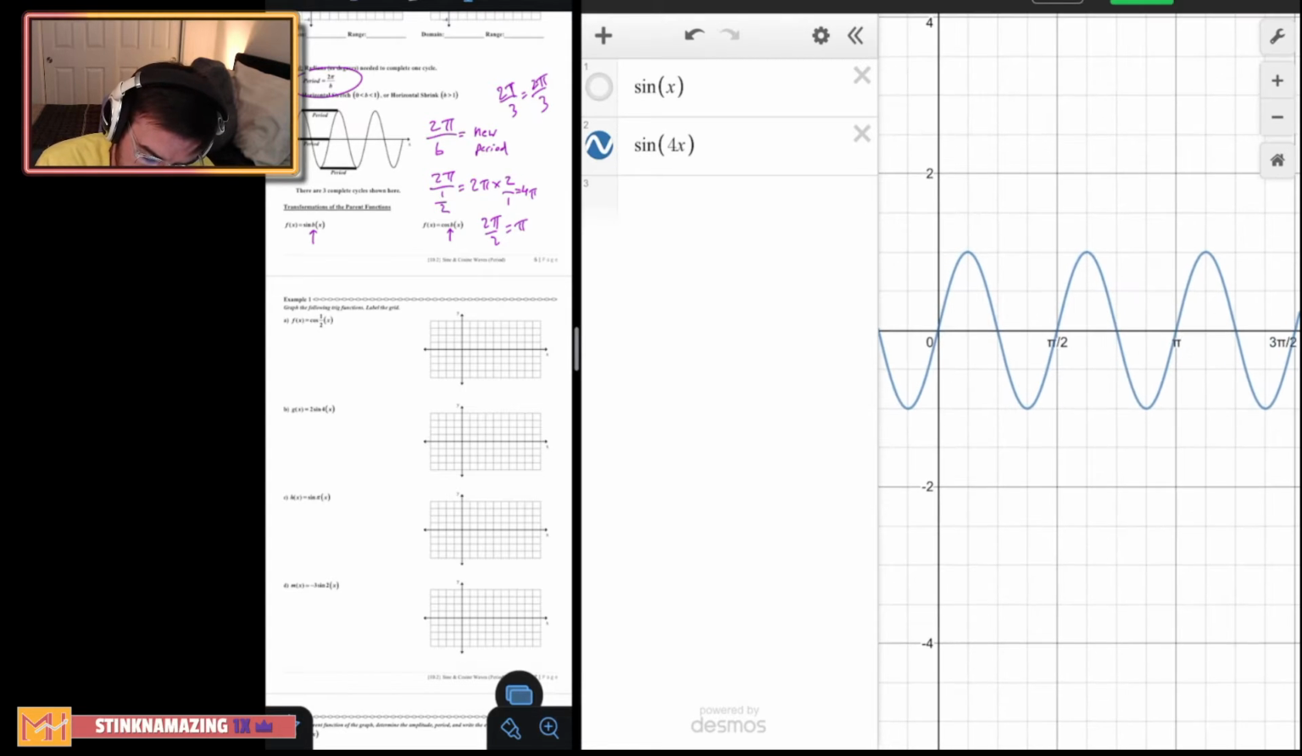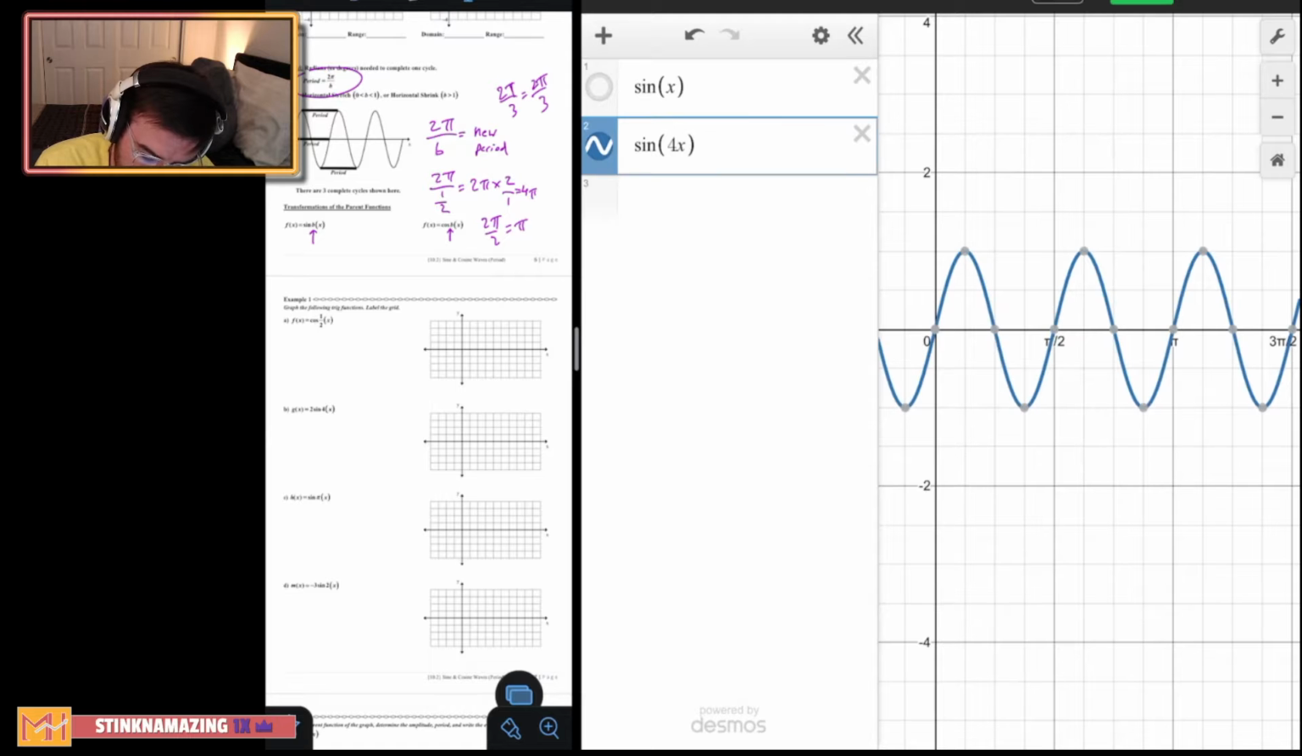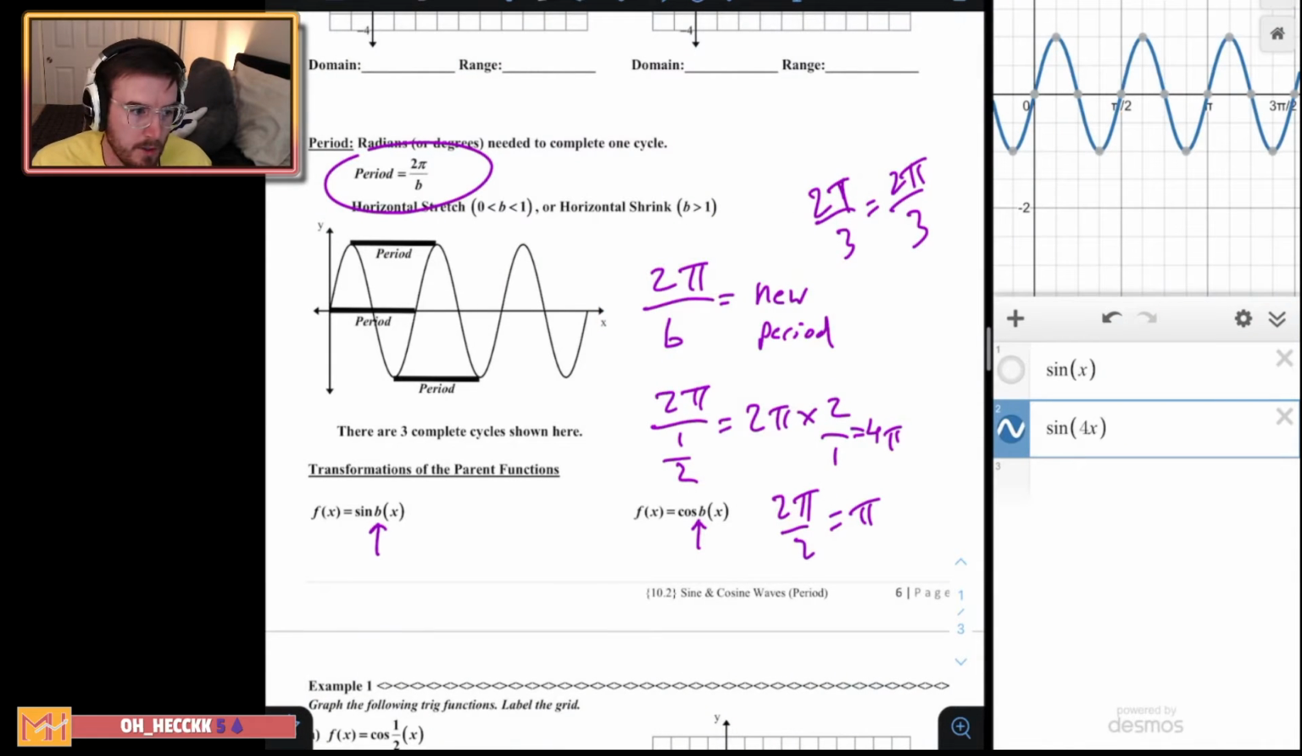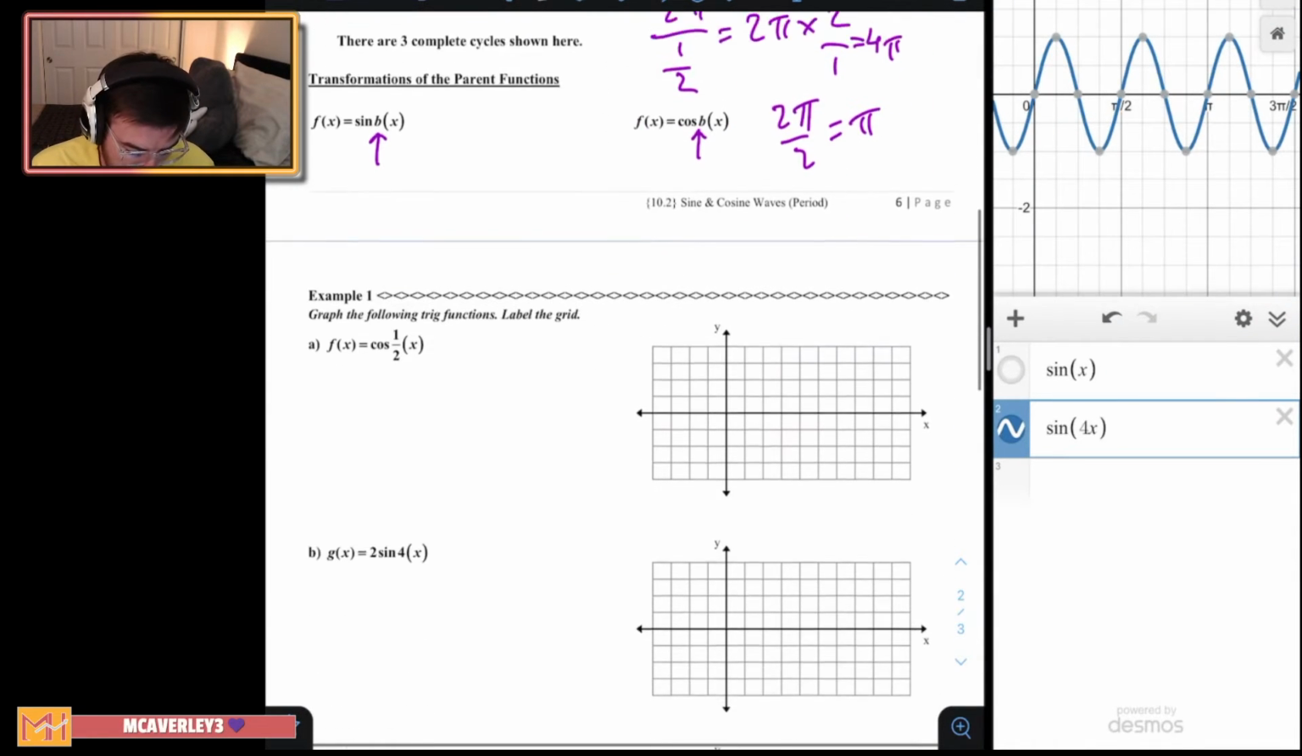You see that? I don't know why I can't click on the function. There we go. Boom. So that's how it changes things. And again, I encourage you to fiddle with Desmos and discover this for yourself. Okay?